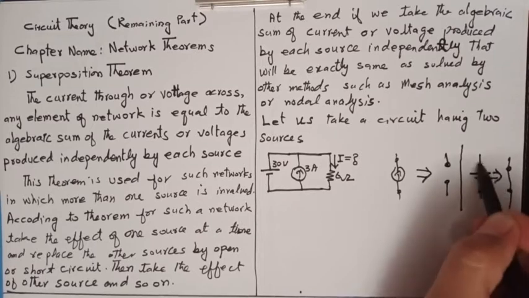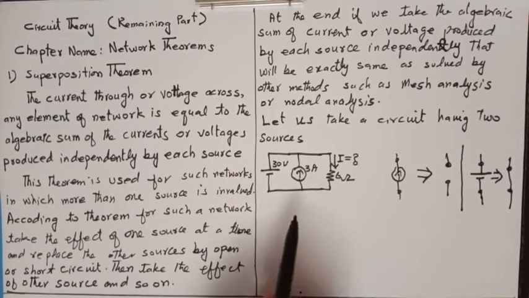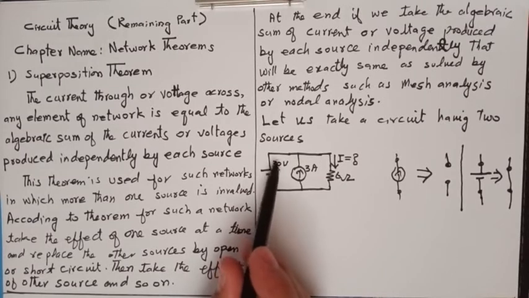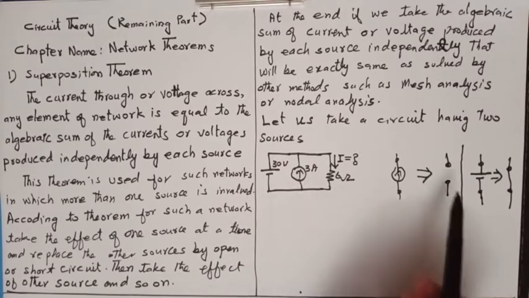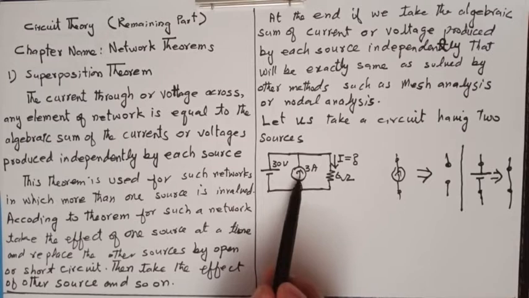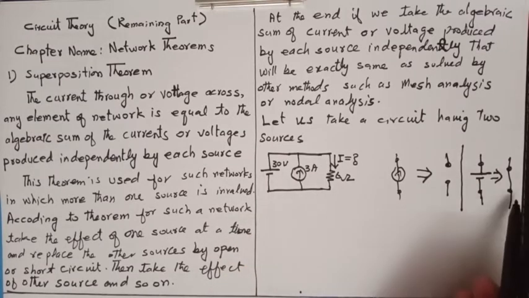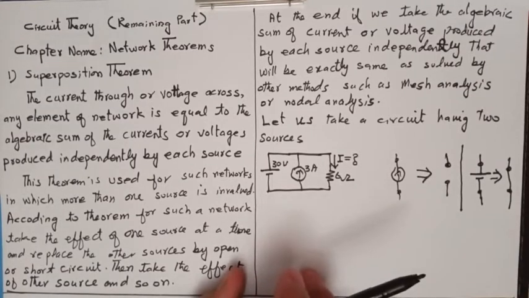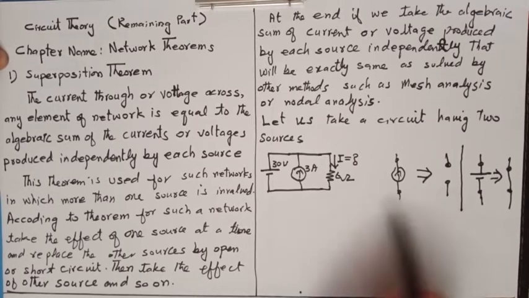If the voltage source is between these two points and we want to replace it, we can replace it by a short circuit to check the effect of the other. Now here in this circuit, if we take the voltage source, we will replace the current source by an open circuit. And in the next step, when we take the current source, we will replace the voltage source by a short circuit. Yes. So now let us come to the equivalent circuit according to this rule.